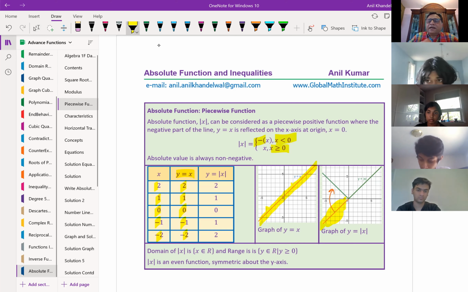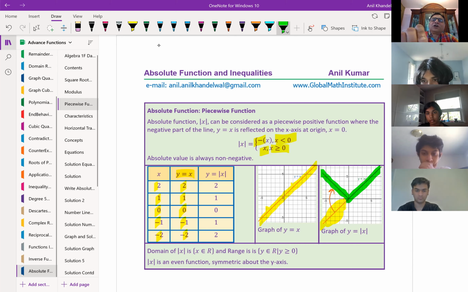So if x is less than 0, then the value of the absolute function will be the negative of that x value. However, if x is greater than or equal to 0, then the value will be exactly the same, as you can see here, right? So in quadrant 1, it is exactly the same. But in quadrant 2, it is a reflection of the line which was in quadrant 3. And so you got this absolute function, which is a V-shaped graph.